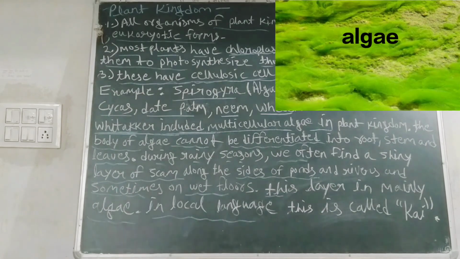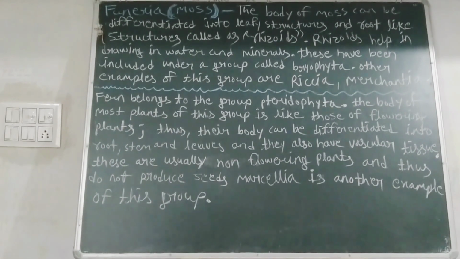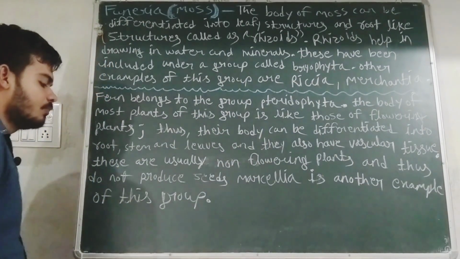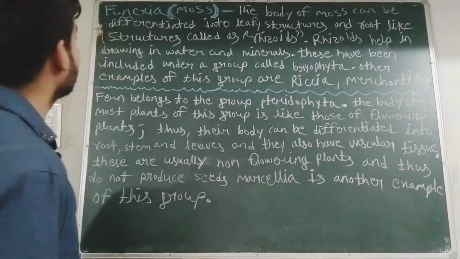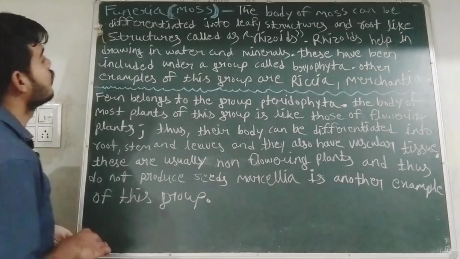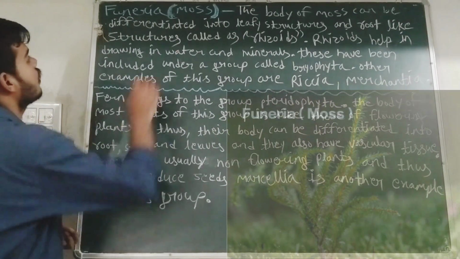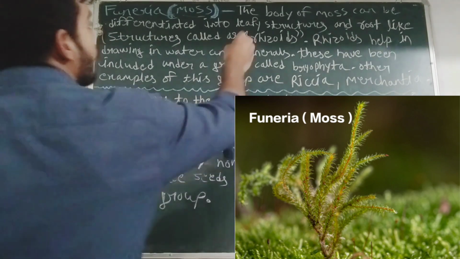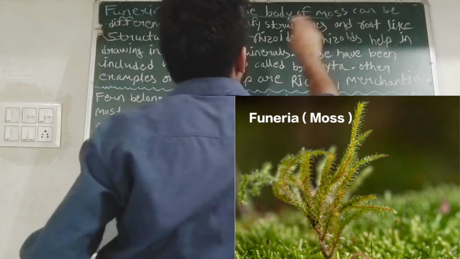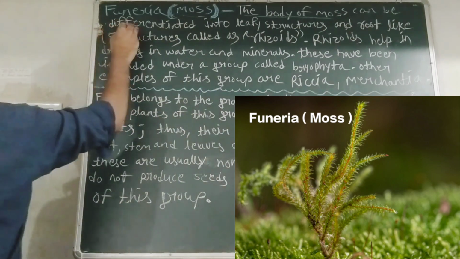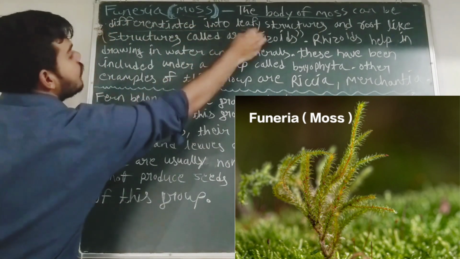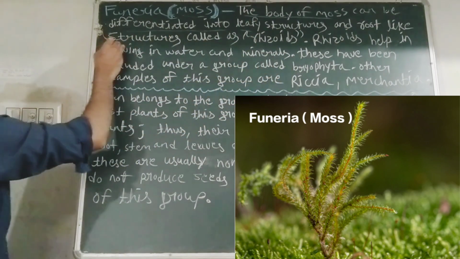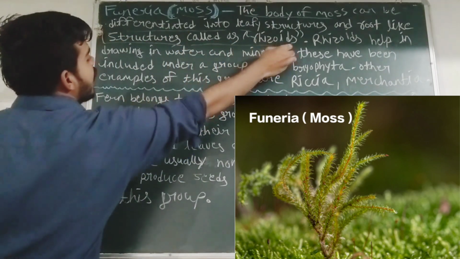Here we will study about Funaria, which is an example of the plant kingdom. Funaria, which we also call moss. So what is Funaria? The body of moss, meaning Funaria, can be differentiated into leafy structures and root-like structures called rhizoids.